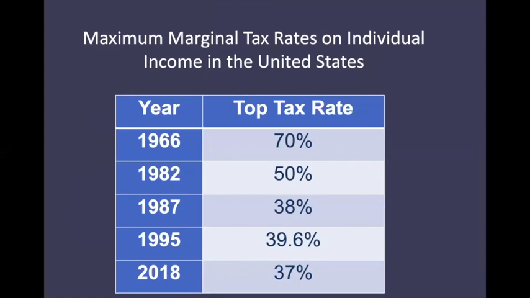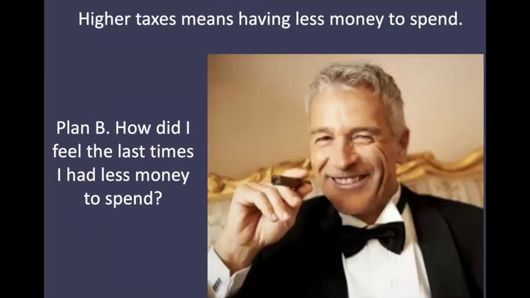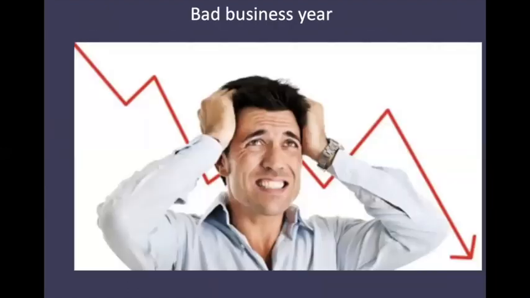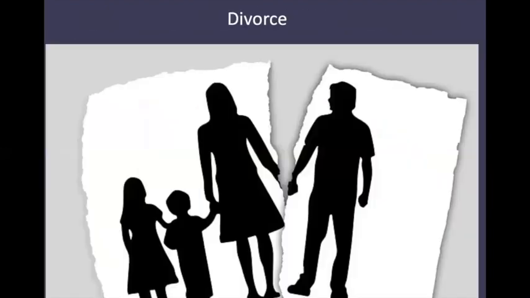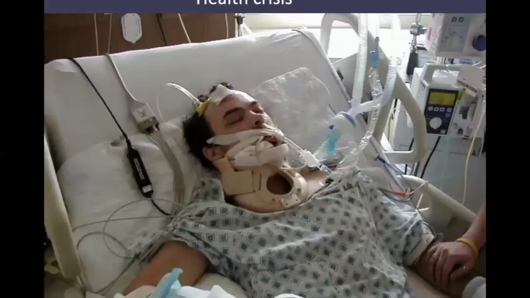So what do you do instead? Well, you do know that higher taxes mean you'll have less money to spend. How did I feel the last time I had less money to spend? And so you try to think back to those times. And if you're a wealthy person, even if you've had a very charmed life, there will have been at least some times when you had less money. Maybe you had a bad business year, you got divorced, you had a house fire, you had a health crisis. Things like this cause you to have less money. And each of those times was a terrible time. You felt terrible when you had less money.